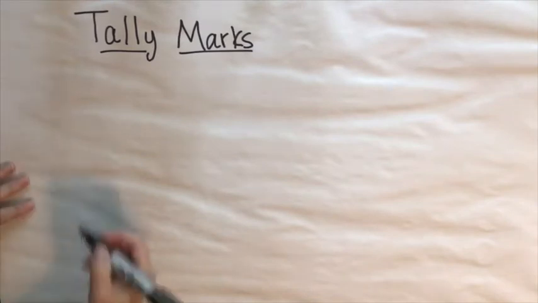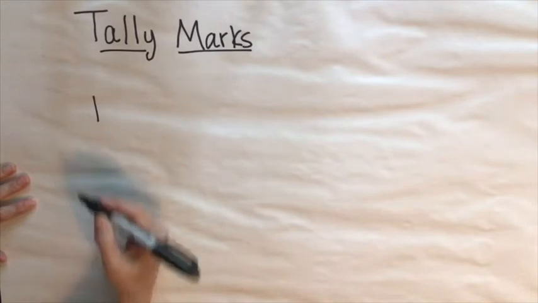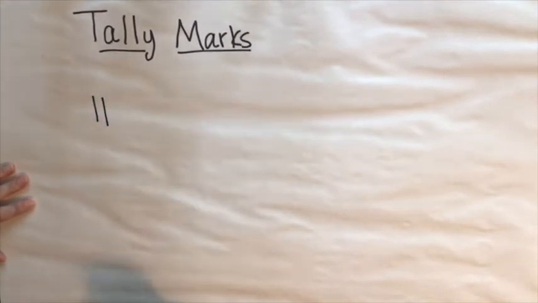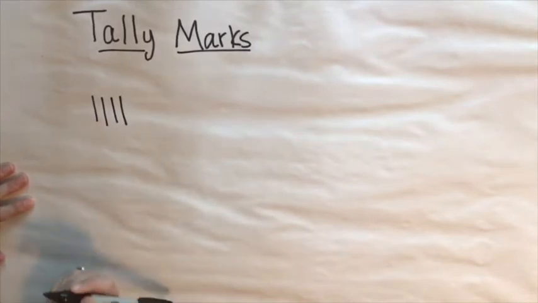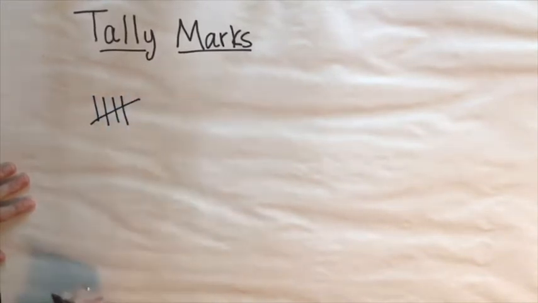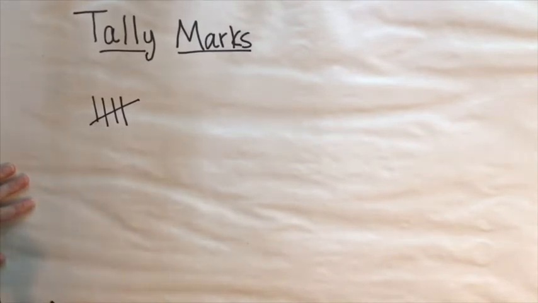So if we were counting things, let's say we were counting the days of the week, each time we said a day, we would make a tally mark. And a tally mark is just a line. So that would represent one day. If we had 2 days, we would make another line. 3 days, 4 days, but then when we get to 5 days, we cross it out. So this would represent 5.